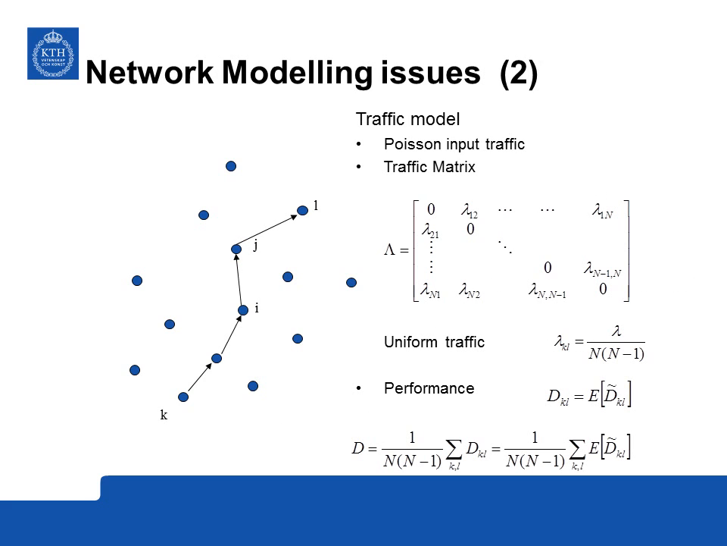So let's look at the other issue, and that is the traffic modeling. Typically, the traffic is modeled as Poisson arriving packets, and we also describe how the traffic is distributed in the network by the traffic matrix, capital lambda, where each element lambda ij represents the number of packets per time unit that are generated in node I and are destined for node J. And of course, the simplest case is when we have uniform traffic, that all the lambda ij are the same.